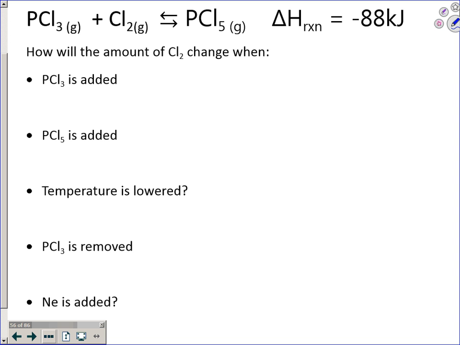We don't say it's on the reaction side. This is the whole system, just like a container. The whole system.